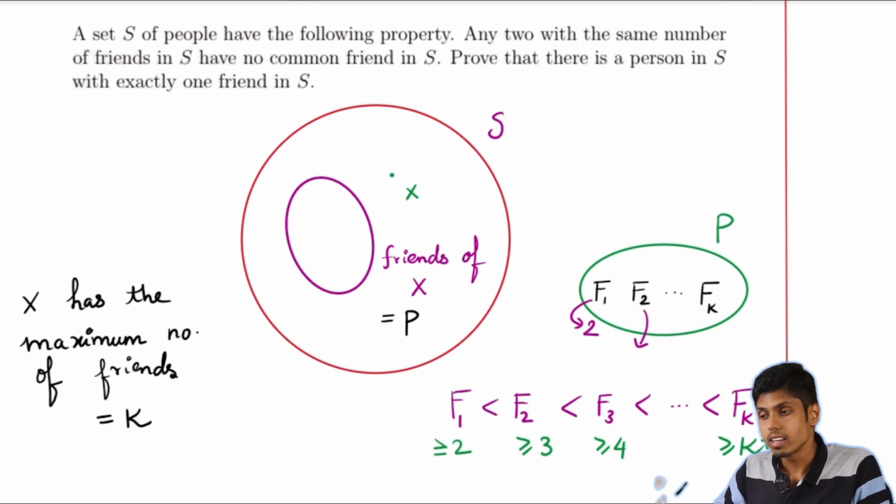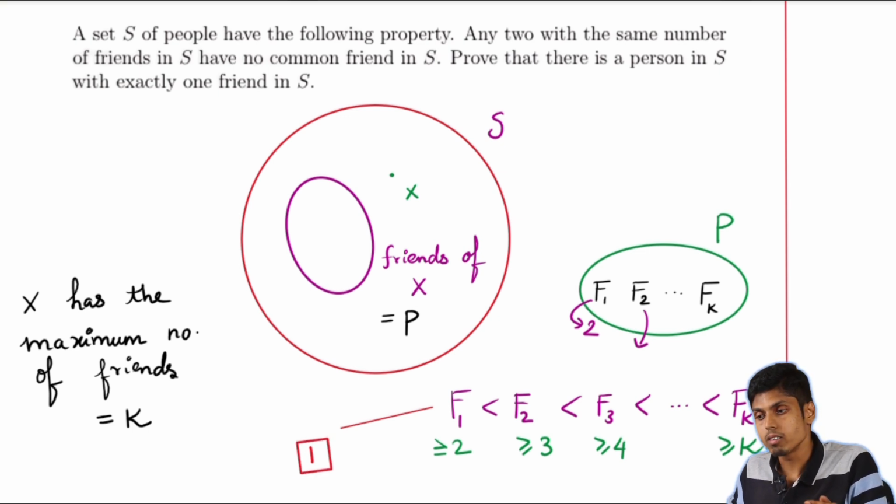And clearly, none of them F1, F2 till Fk have 0 friends because they already share a friend with X. Therefore, we prove that the number of friends of F1, that is the least number of friends in the set P, will be 1. So by this way, you end up proving that there exists a person inside S with exactly one friend.